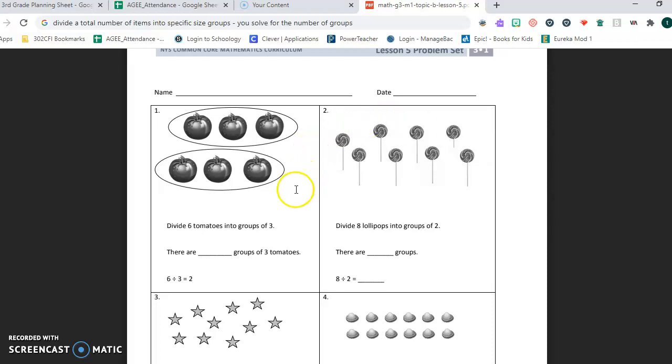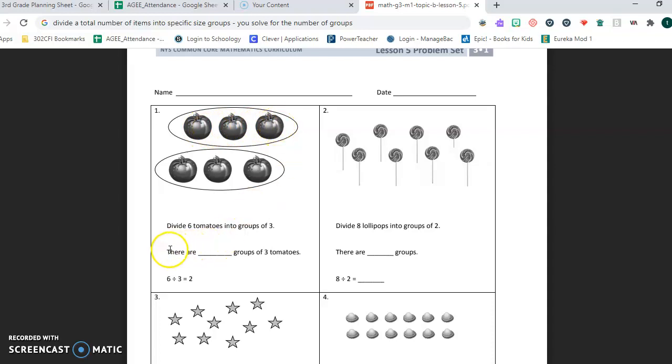So here we have 6 total tomatoes, 1, 2, 3, 4, 5, 6, and it tells us to divide 6 tomatoes into groups of 3. So they put the big circle around, or the big oval around 3 tomatoes. So we've got one group of 3 and then another group of 3.